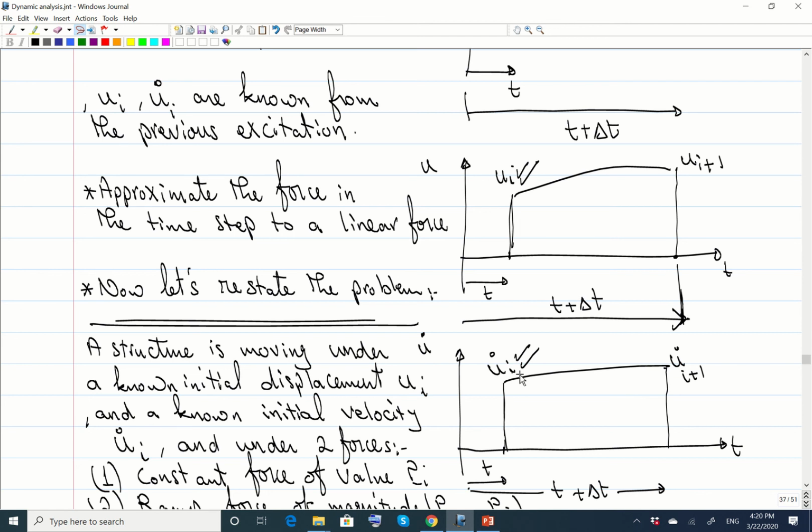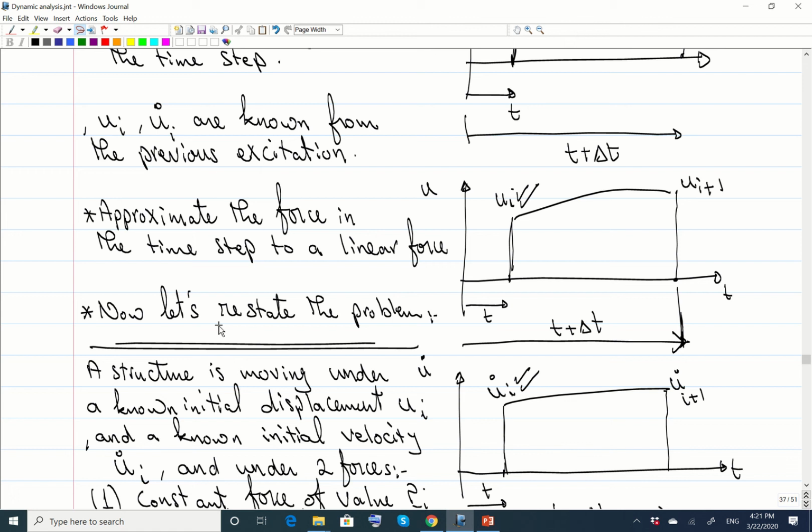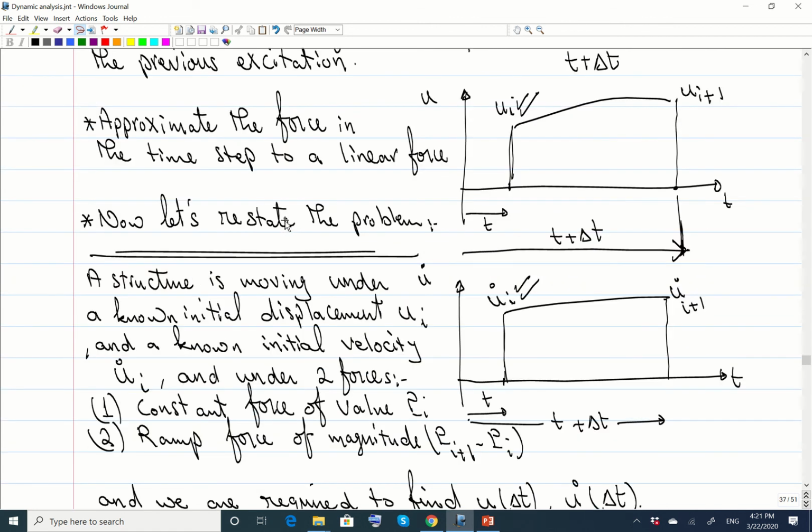Once I find the velocity and the displacement at the end of the step, I move to the next step, and those values, u_i plus 1, become the starting conditions for the next step. So I move step by step. I solve one step, find the displacement and the velocity at the end of the step, and then I use them to start the new step. As you see here, u_i and u_i dot are known from solving the previous step. So here we are approximating the force as a linear force.